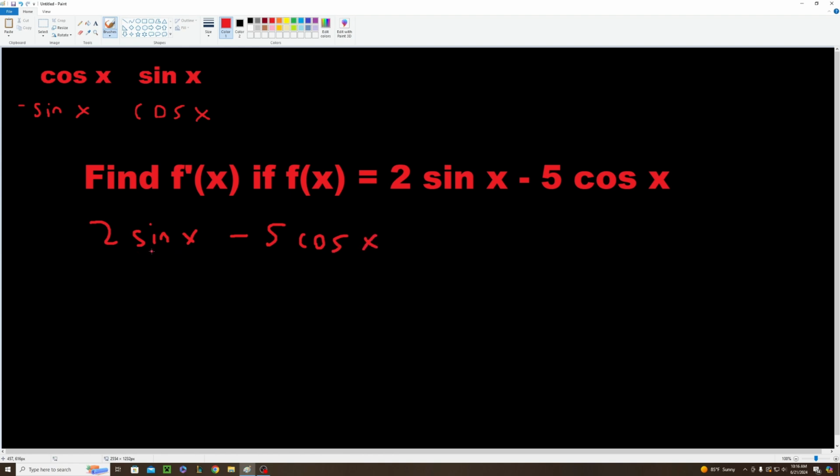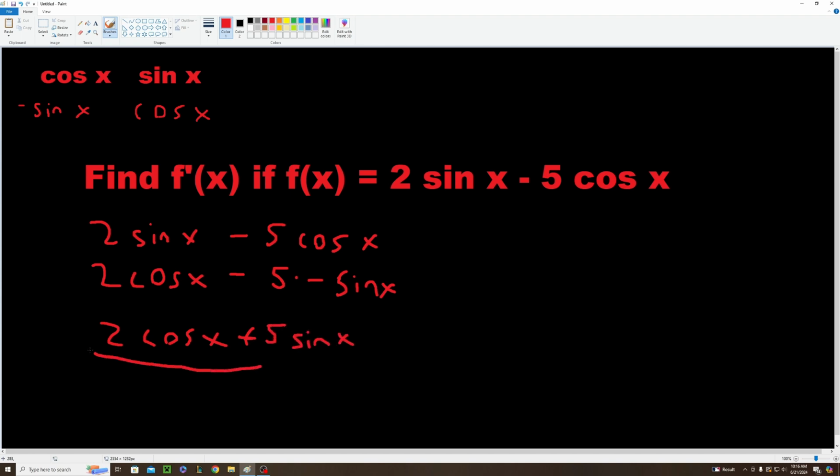The derivative of sine of x is cosine of x, and the 2 stays. 2 cosine of x minus, now we do the derivative of cosine of x, and that is negative sine of x. But the 5 also stays, so we do 5 times the negative sine of x. The negatives cancel, so you end up with 2 cosine of x plus 5 sine of x. That is your answer.